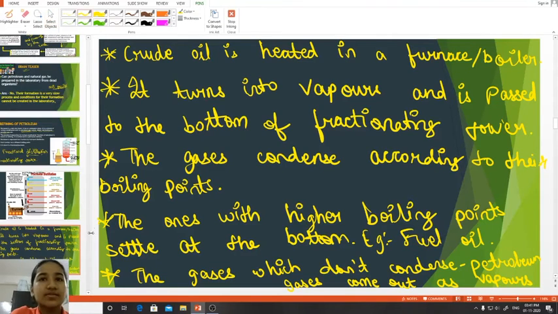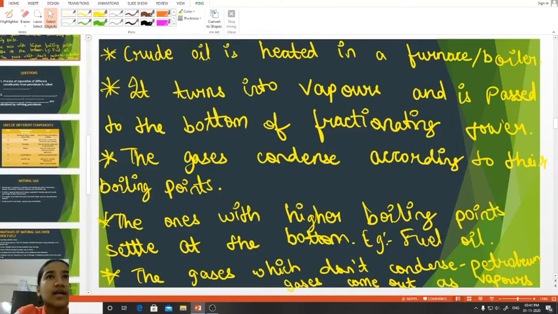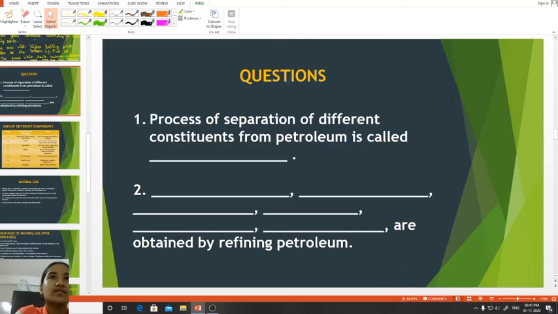I hope you all understood this much. Let's move to our next thing, a few questions to be solved. The first question: the process of separation of different constituents from petroleum is called... They are asking about the process. It is fractional distillation, known as refining. The next: dash, dash, dash are obtained by refining petroleum.